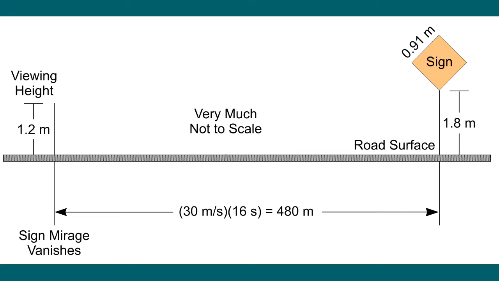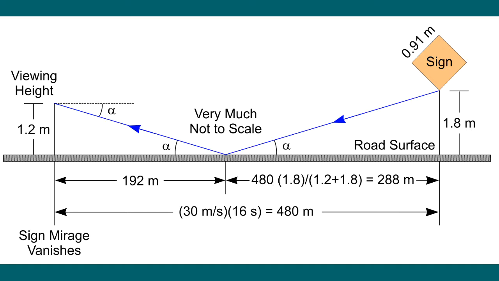We pick the lower part of the sign as the last rays from the orange sign reaching the eye. Taking the ratio of 1.8 meters to the sum of 1.2 plus 1.8, we arrive at 288 meters from the sign to the point of reflection. The angle alpha is the mirage angle. The tangent of alpha is 1.8 over 288. When you use a calculator to obtain the arctangent, you find that the alpha angle equals 0.36 degrees, a very, very small angle.